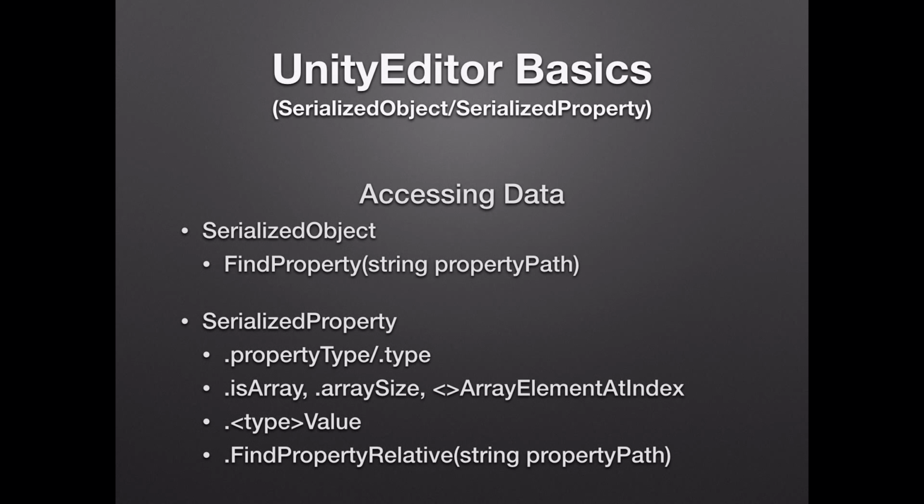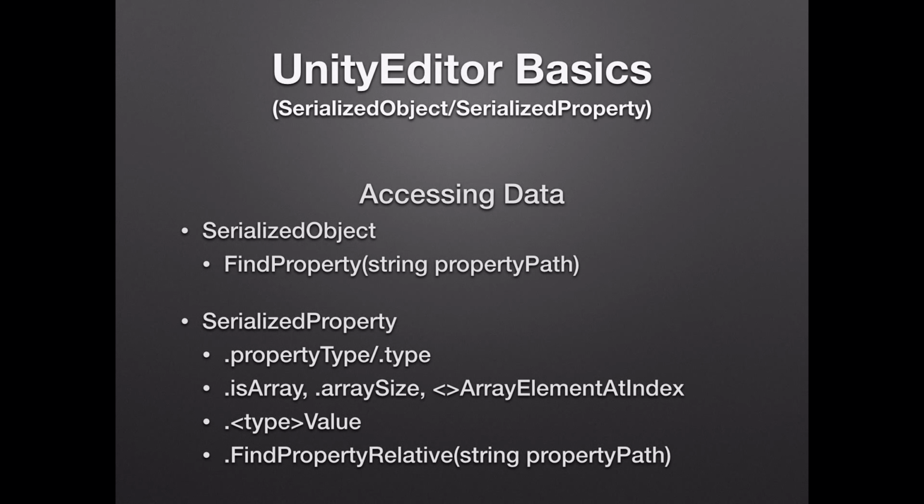Dot some type value, so that's going to be dot float value, dot int value, things like that, are how you actually access the data, both getting and setting. And then dot find property relative is if you have a serialized property that is itself a class that has variables. You use find property relative just like you would find property if it were a serialized object.